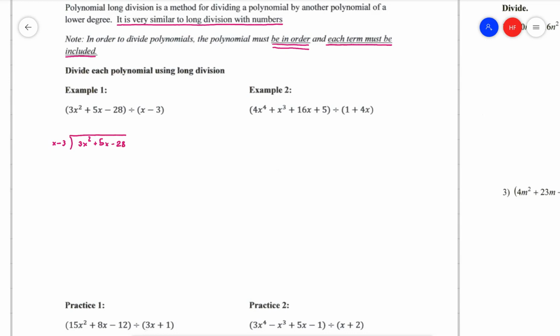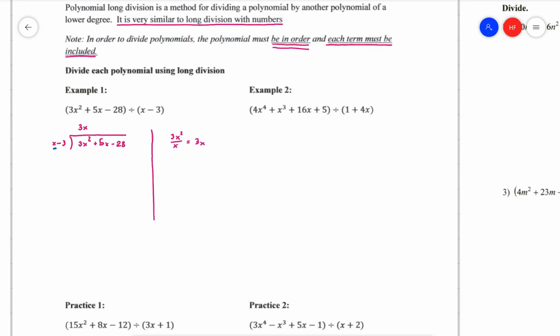Focusing on x, we're going to take x into 3x squared. So if you need scratch work, you could take 3x squared and divide it by x, which would give me 3 divided by 1, which is 3, and x squared divided by x, which is x. So 3x is what goes on top.